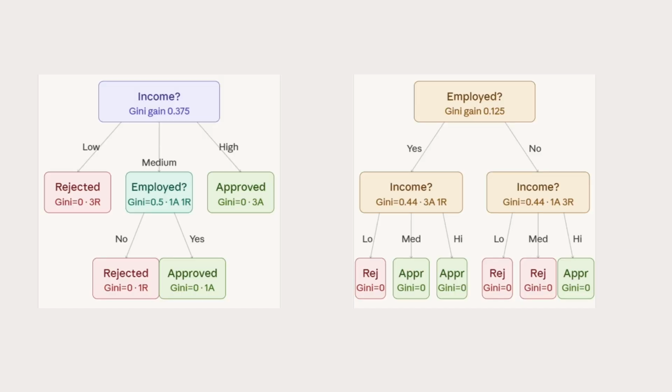Now here again we can see 2 similar trees for the same dataset. But in the second tree we use employed as our root node, and the Gini gain is 0.125 as compared to 0.375 when we used income. So the split made by income is the better split as it provides more information gain.